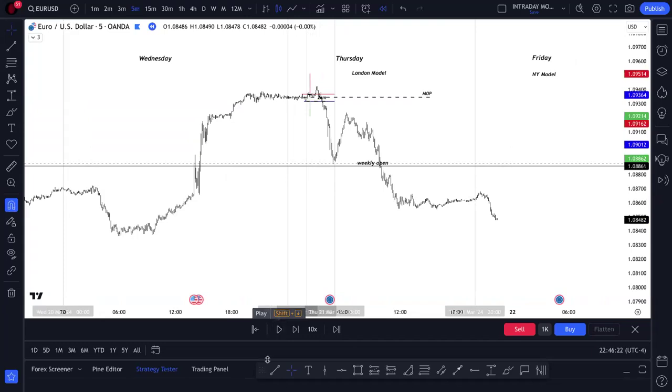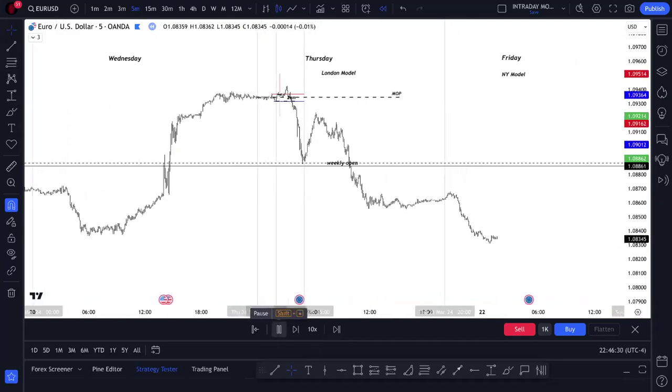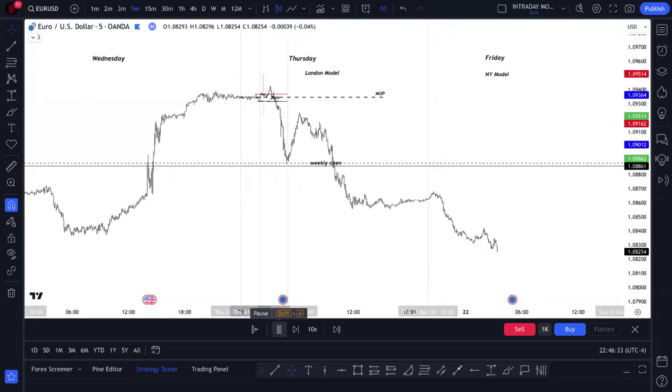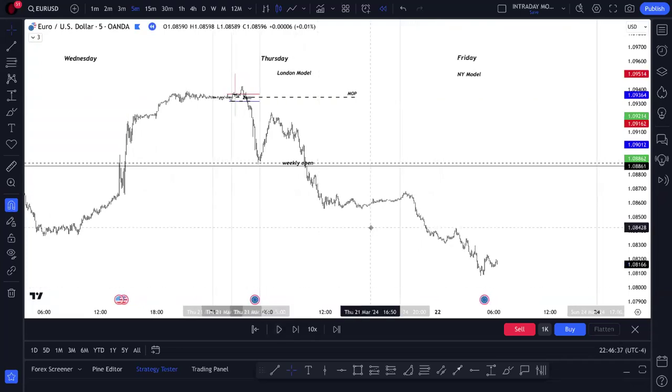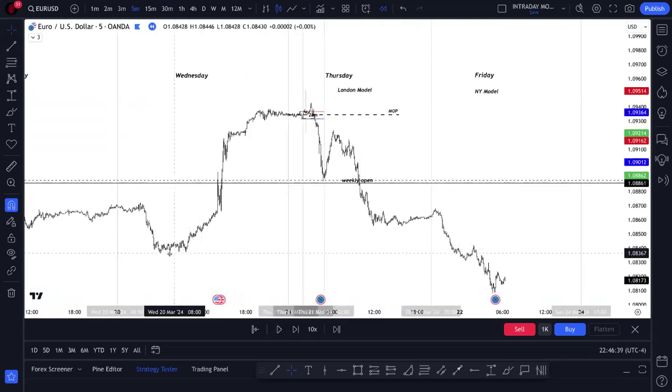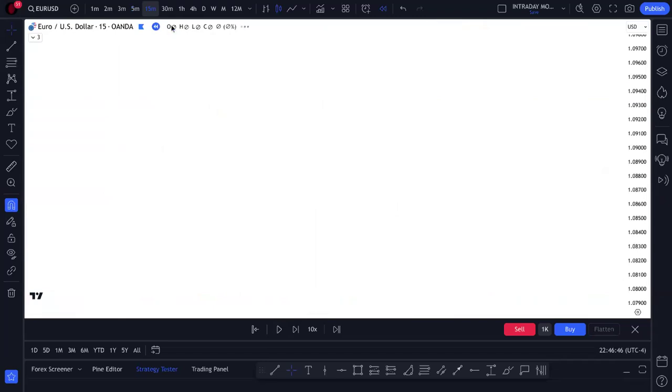All right, back. Clean lows. Look, those clean lows are still there. Let's keep playing it through. Whew. All right. Notice those clean lows were taken out there going into Friday. We have a Friday New York model. Let's take a look at that. So we're going to go in the 15-minute time frame.